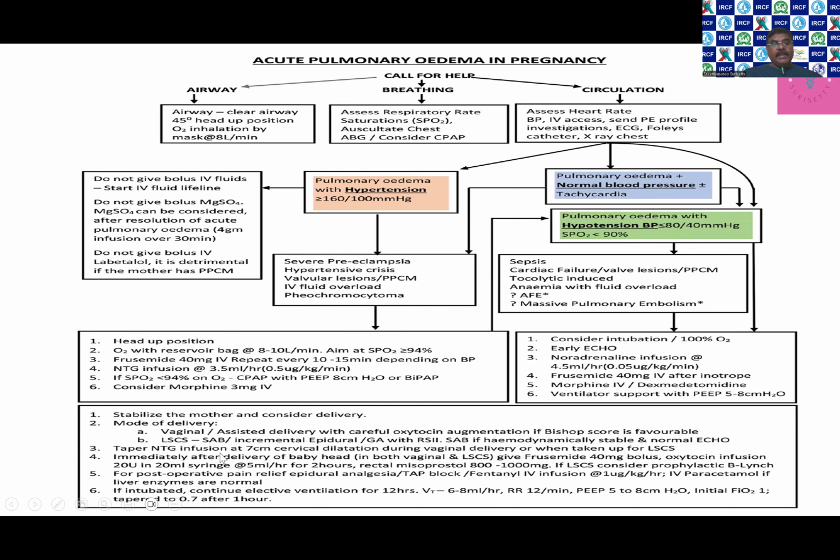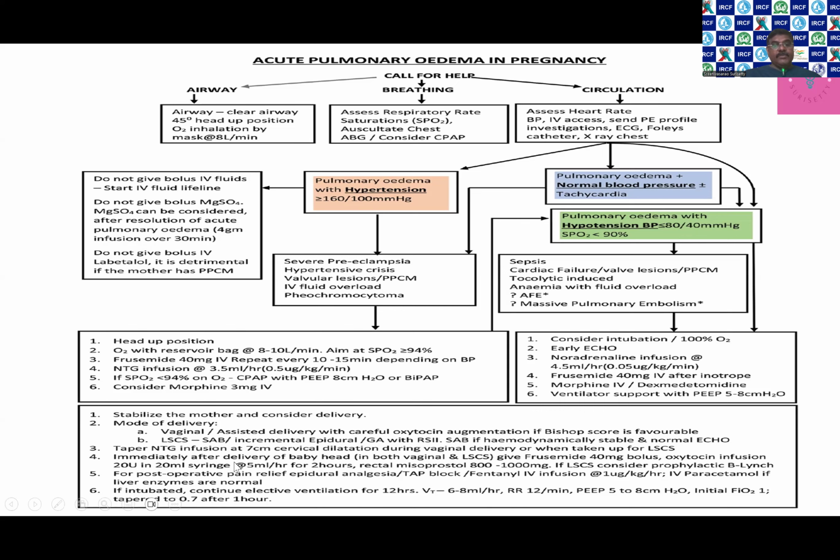And you have to taper the NTG infusion at 7 centimeters of cervical dilatation during vaginal delivery, or when taking up LSCS. You have to take care not to allow the patient to become more hypotensive. Immediately after delivery of the baby, in both vaginal and LSCS, you have to give furosemide 40 milligrams, that is Lasix 40 milligrams, and oxytocin infusion. Autotransfusion occurs after delivery of the baby. To prevent overload on the heart and the increase of hydrostatic pressure, you have to give furosemide 40 milligrams immediately after delivery of the baby's head in both vaginal and LSCS.